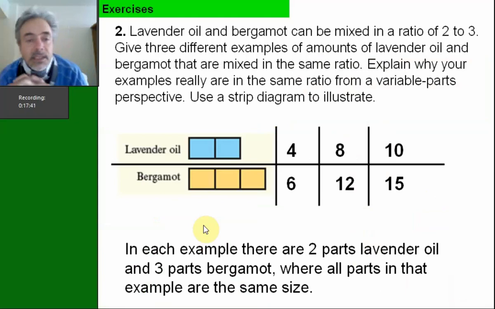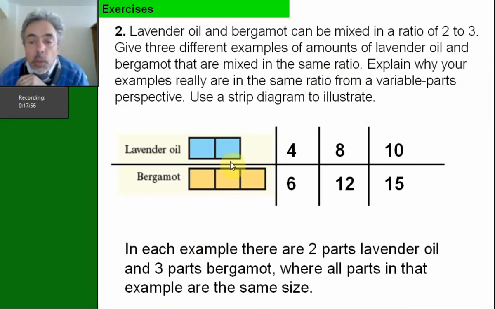So let's see now the second exercise. Lavender oil and bergamot can be mixed in a ratio of 2 to 3. Give 3 different examples of amounts of lavender oil and bergamot that are mixed at the same ratio.